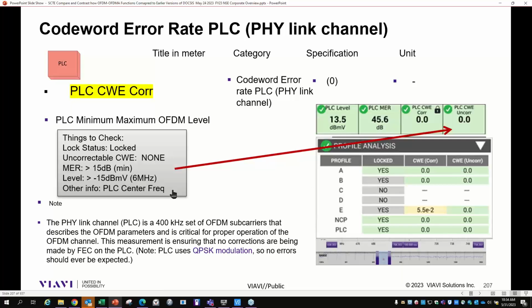So again, the recommendation right here, I mean, this is a low MER, right? Generally, the MER is very high because of the type of modulation that we use for this type of carrier itself.